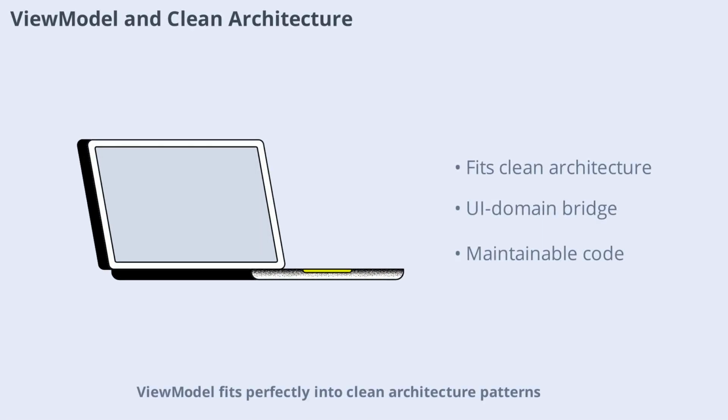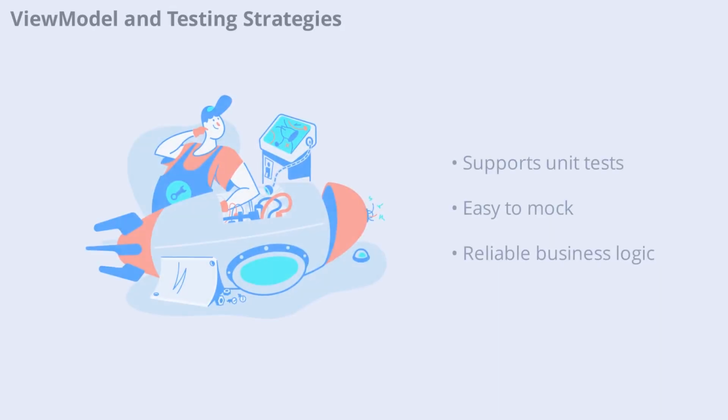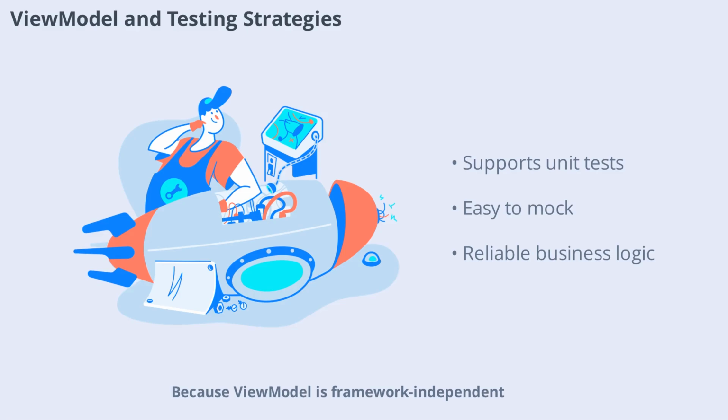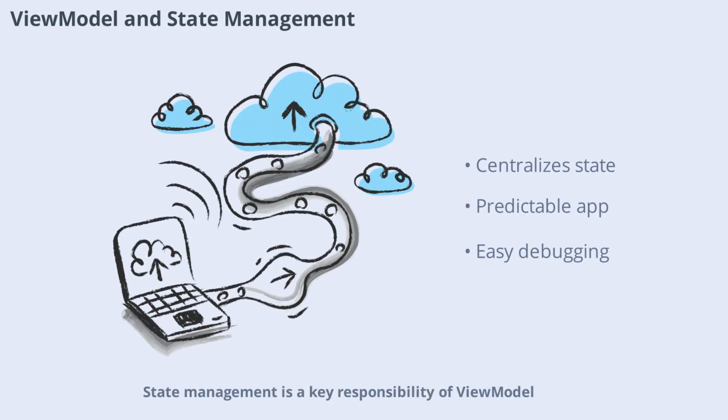ViewModel fits perfectly into clean architecture patterns. It acts as the bridge between your UI and your domain or data layers. By keeping your ViewModel focused on UI logic, you can build apps that are easier to test, maintain, and extend. Because ViewModel is framework independent, you can use standard testing strategies like unit tests and mocks. This makes it easier to verify your business logic and ensure your app behaves as expected, even as it grows in complexity.